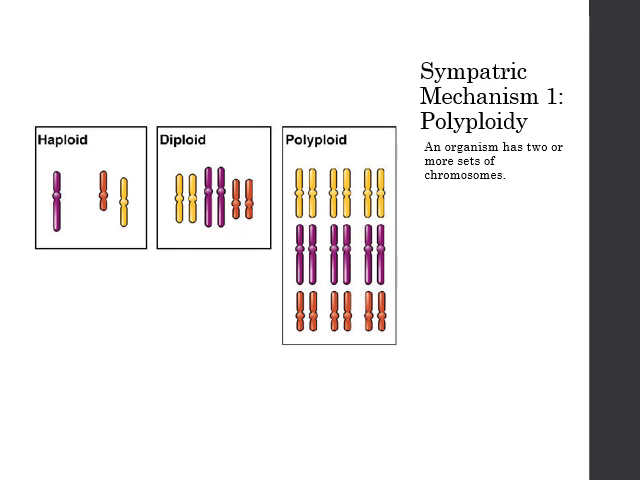One way that this can happen is through what's known as polyploidy. An organism has two or more sets of chromosomes. This is one of the speciation overnight. You give birth to an offspring and it's not the same species as you. It happens, not in humans, but in plants all the time.